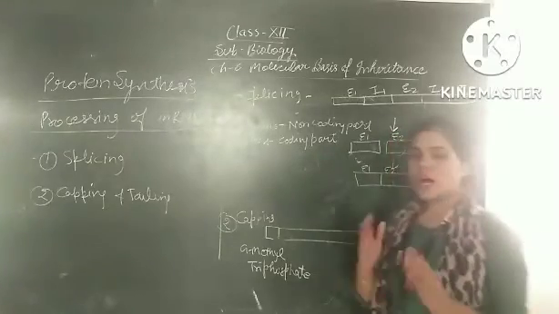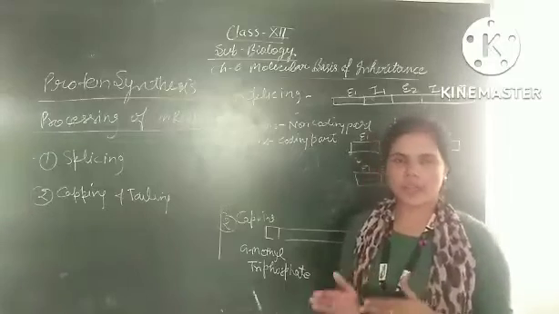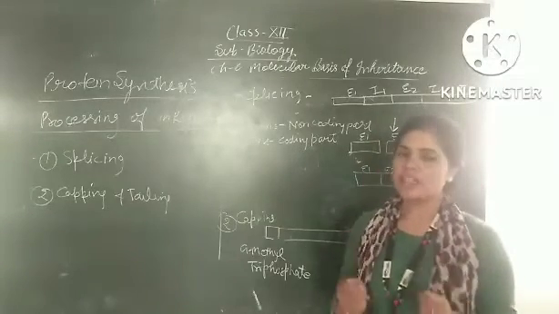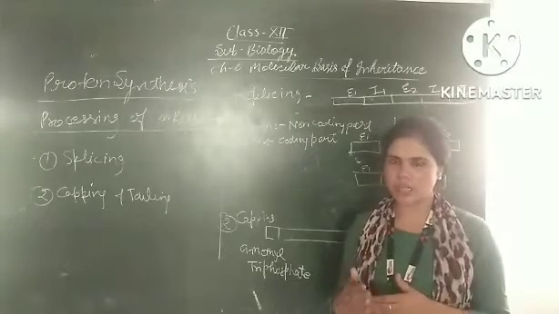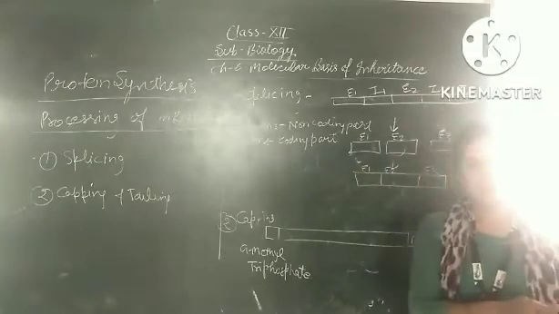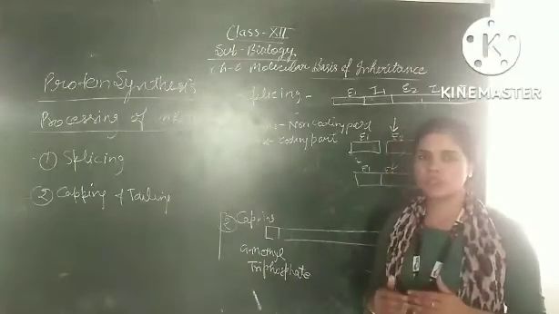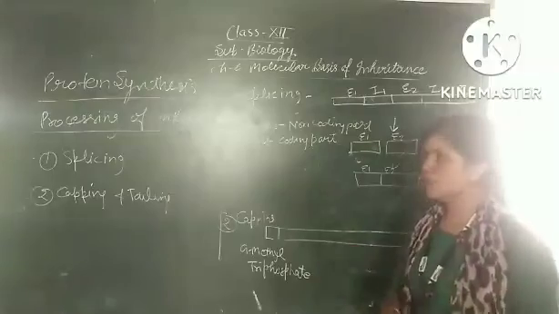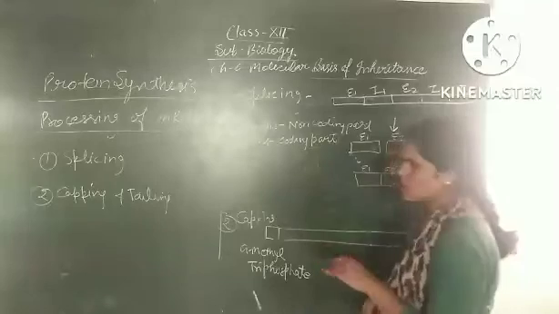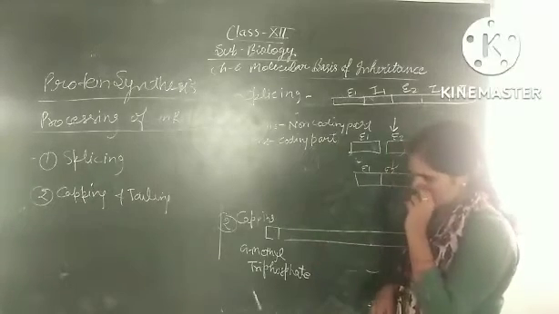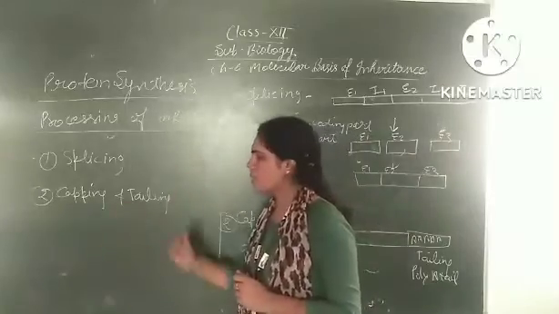In this step, after making messenger RNA from the transcription process, that RNA has to go inside the cytoplasm, and the cytoplasm has many digestive enzymes which can degrade that messenger RNA. So before going into the cytoplasm, RNA has to be protected. The process for protecting the messenger RNA is called processing of messenger RNA. In this step, there are two processes. First is splicing and second is capping and tailing.